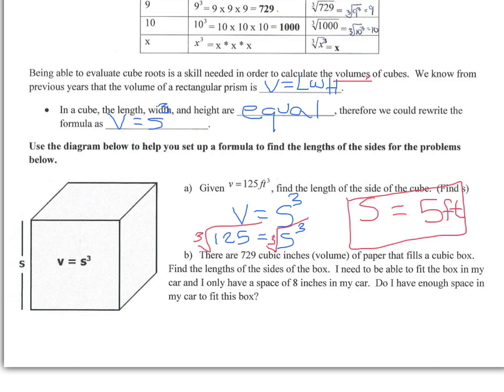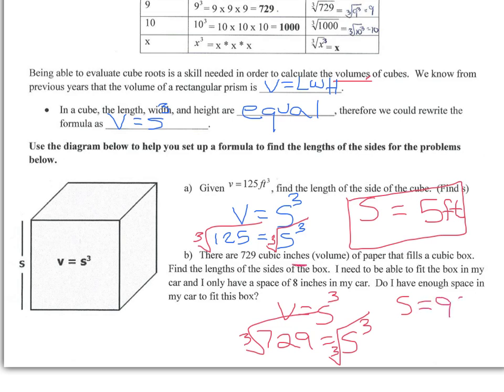So again, I'm just going to start with the formula for volume of a cube. Volume equals side cubed. Plug in what I know, which is the 729. And then to solve for the length of the sides, I'm going to take the cube root. Again, I could look at my table above, which I have just showing from the video still. The cube root of 729 is equal to 9. So I can say S equals 9. Units on that are inches.